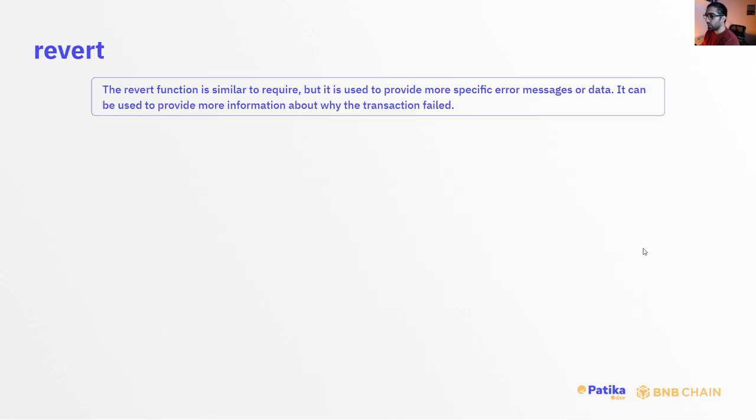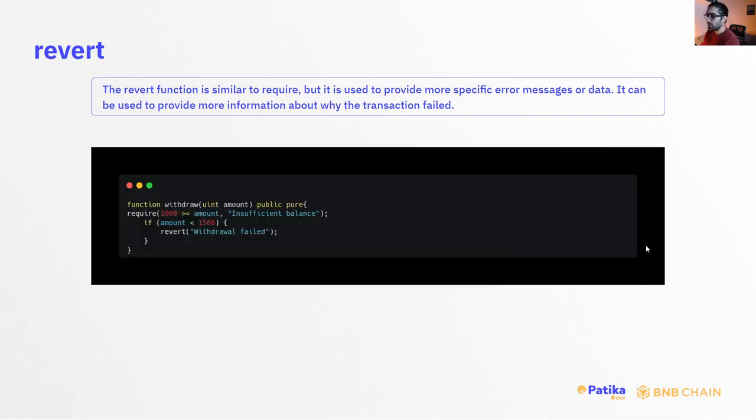Okay, revert. The revert function is similar to require, but it's used to provide more specific error messages or data. It can be used to provide more information about why the transaction failed. So here we can have another example. For example, if amount is less than 1500, then revert with "withdrawal failed". So we'll get this message here.